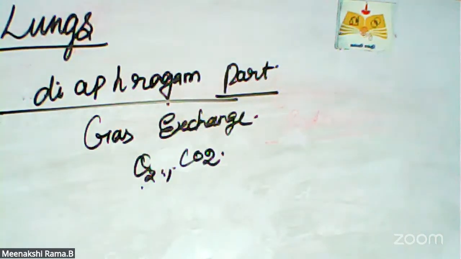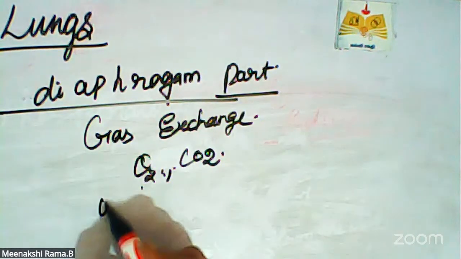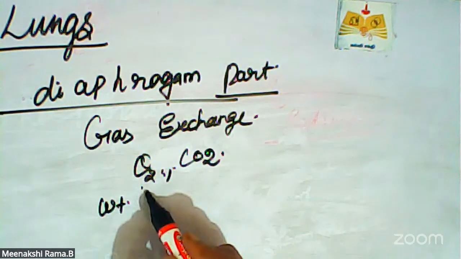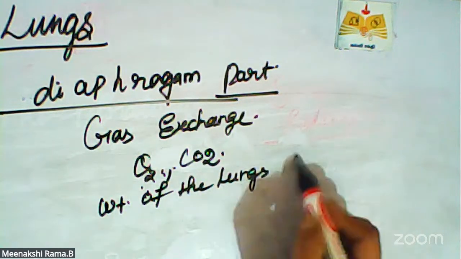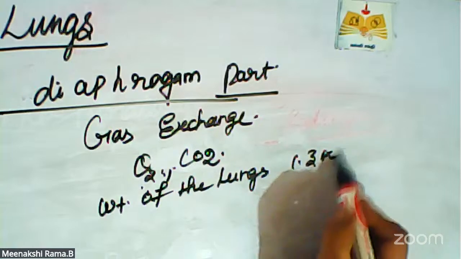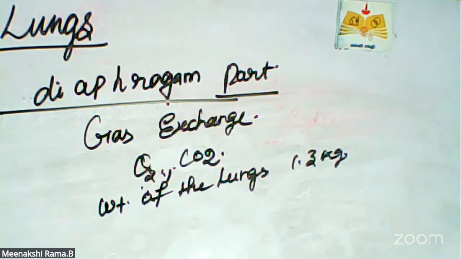Both lungs together weigh around 1.3 kg. The right one is heavier than the left, because the lungs are close to the pleural cavity. The pleural fluid lies between the outer and the inner membrane.